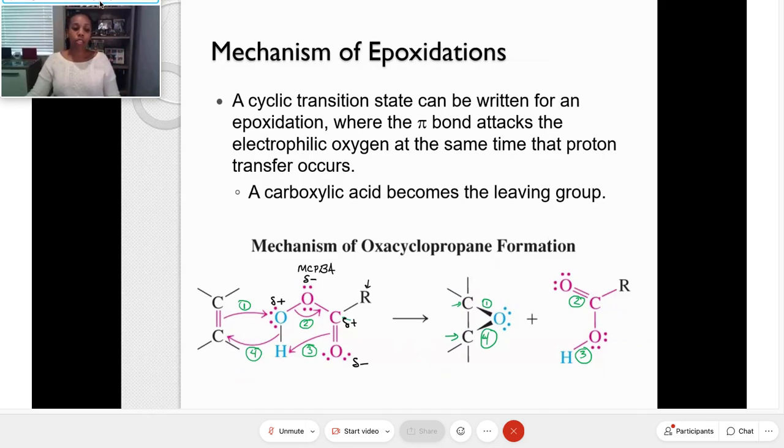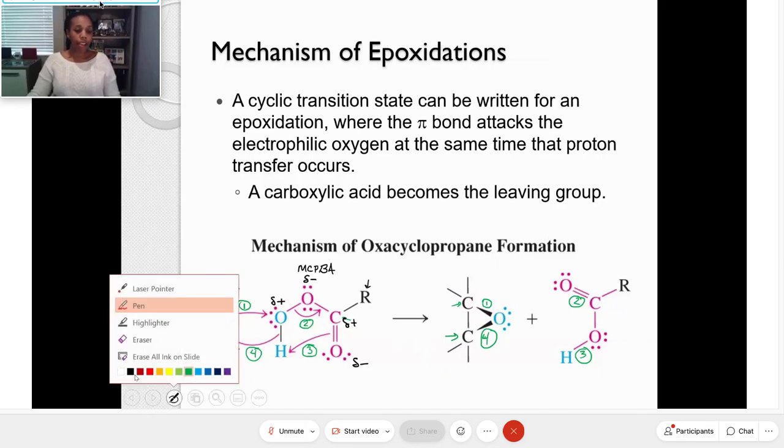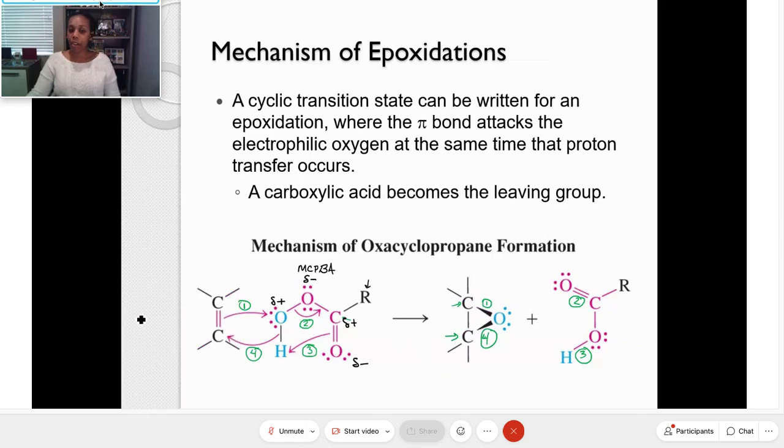And so in this, we draw these 4 arrows. They have to start at the correct place. They have to end at the correct place. But with these 4 arrows, this is a concerted reaction, right? Everything is happening all in one step. It's not a stepwise mechanism. Everything's happening all in one step. And in the end, we get our epoxide and we get a carboxylic acid. Carboxylic acid is now the leaving group, basically. Questions on that?